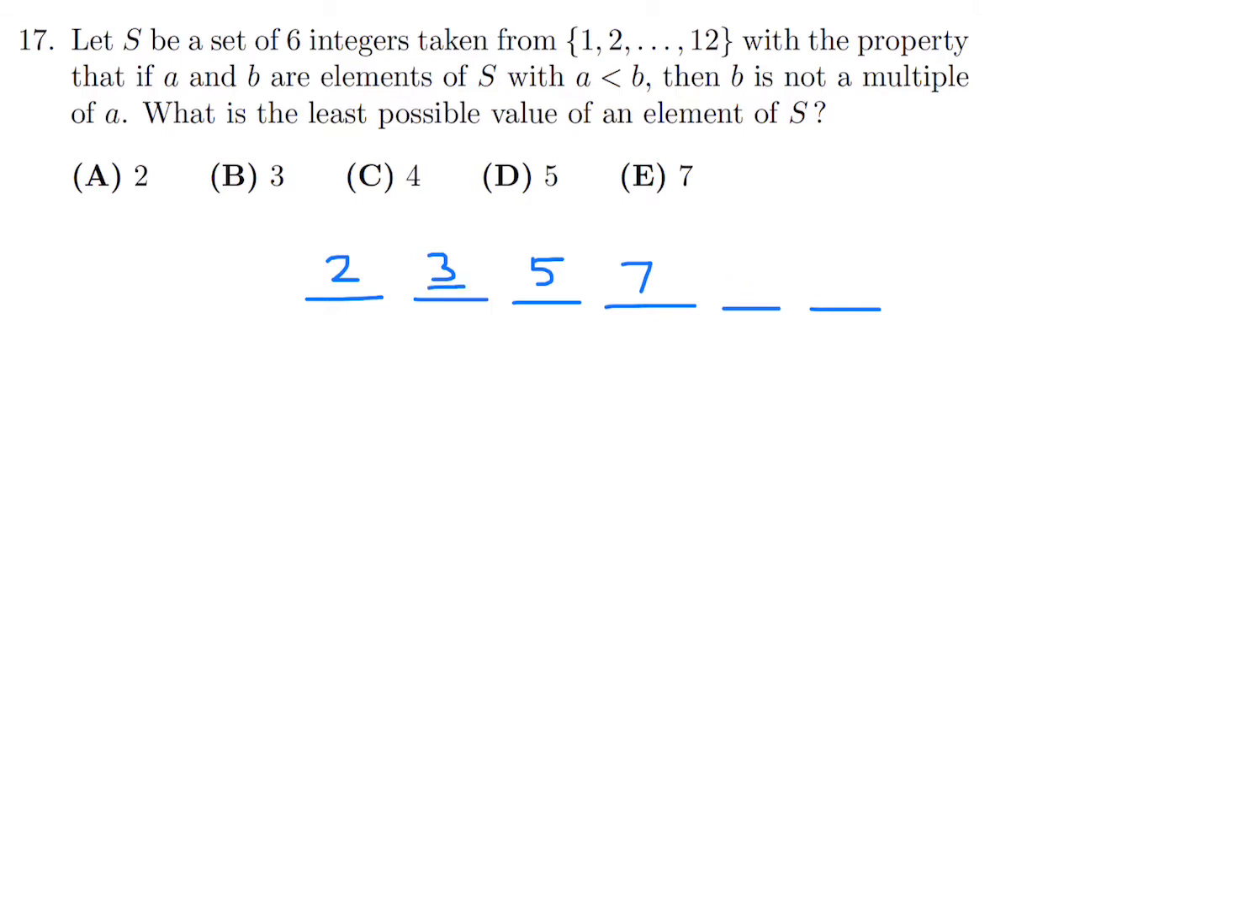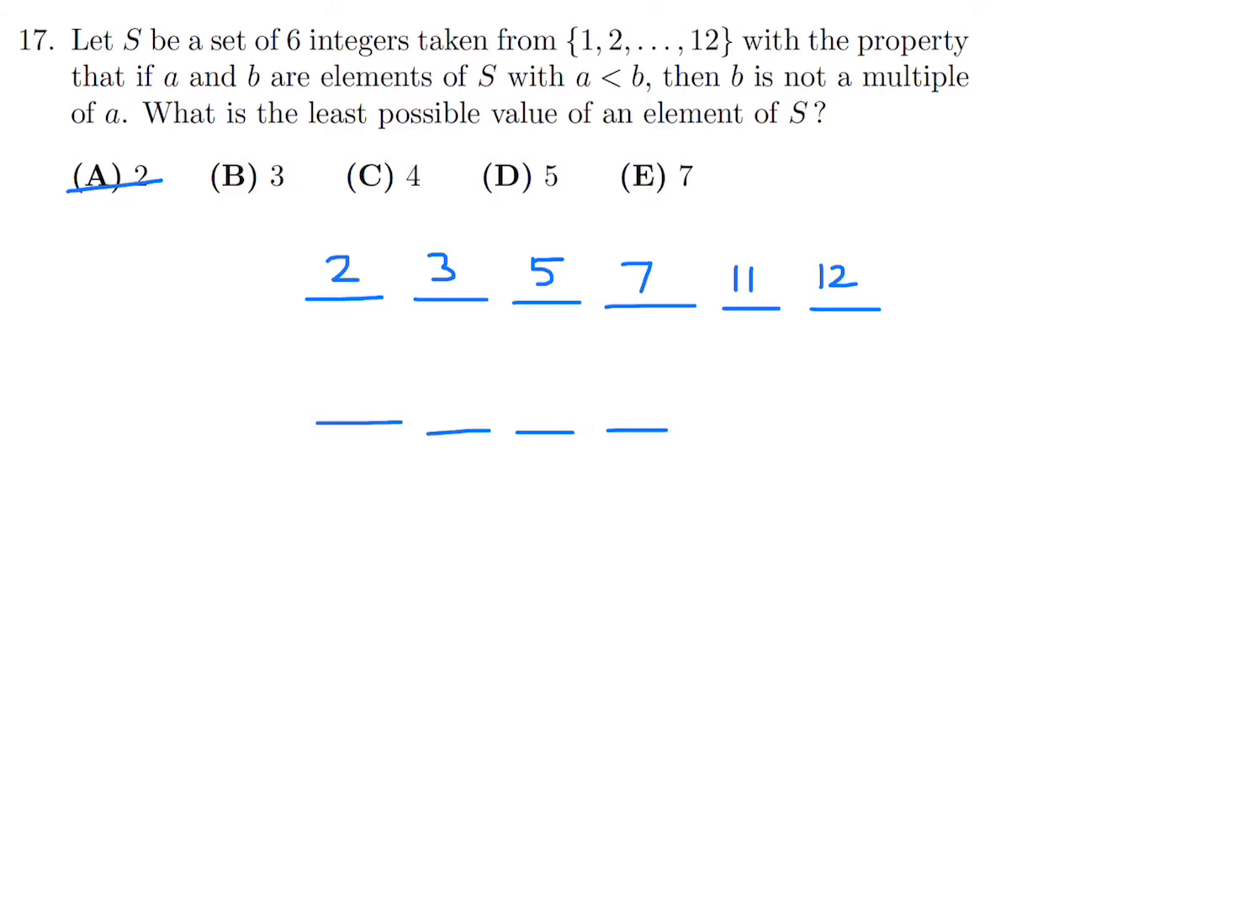9? Can't choose 9, that's a multiple of 3. 10? Can't choose that because that's a multiple of 5. 11, that's good. The only other number left is 12, but 12 is a multiple of 2. It's a multiple of 3. So 2 obviously doesn't work, so can't have that.